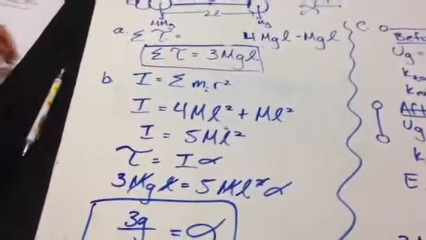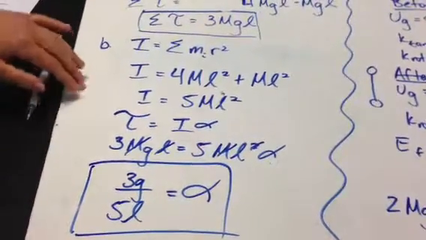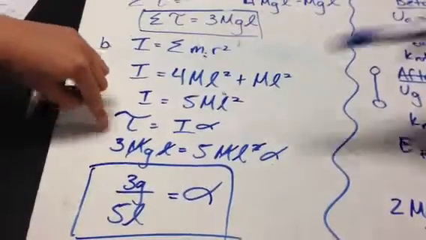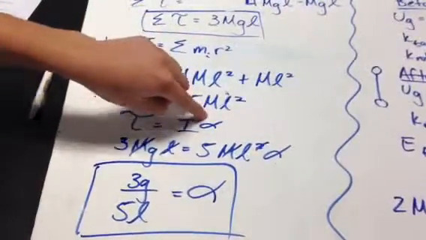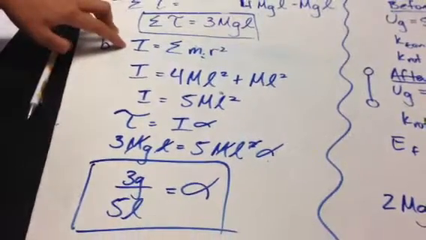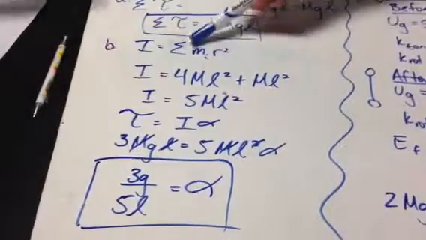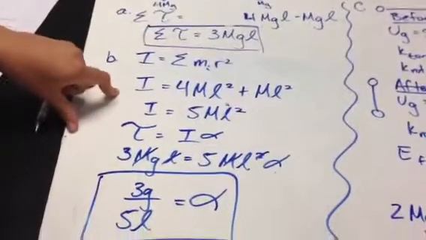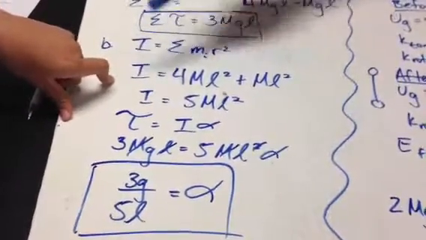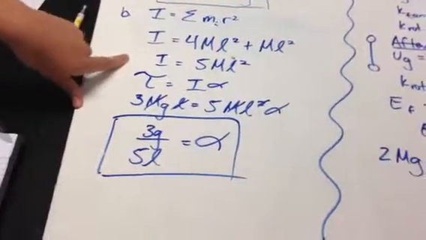Alright, for part B, it asks you to find the angular acceleration. So we know that torque equals moment of inertia times angular acceleration. What we're first going to do is find our moment of inertia. We know that's equal to m times r squared of each section of it. So in here, since we only have two significant spots of mass, our moment of inertia would end up equaling 4ml squared plus ml squared. And then you end up getting that your moment of inertia is 5ml squared.